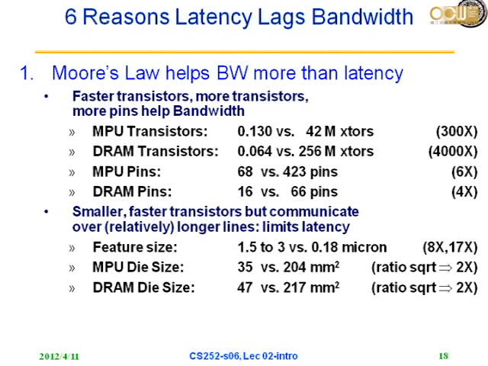Okay, now let's look into the reasons why latency lags bandwidth. Moore's law, reason number one, Moore's law gives us more circuit and more circuit and more circuit. That doesn't help latency much, but it helps bandwidth a lot. Faster transistors help both. More transistors help bandwidth and even hurt latency. And then more pins, all these will help bandwidth. Smaller, faster transistors will help latency, but communications latency will limit latency.